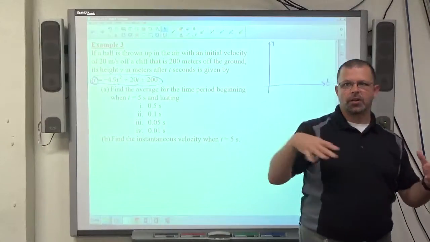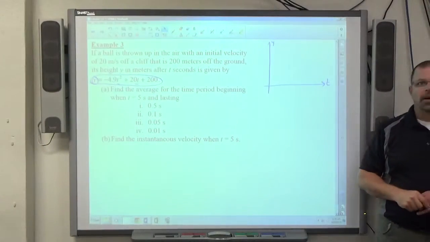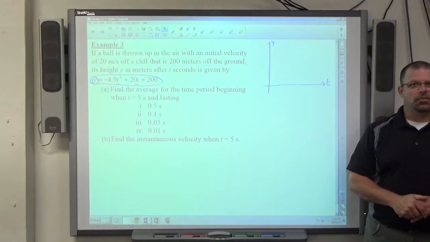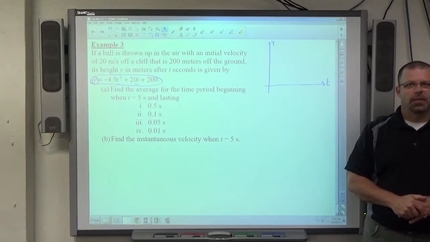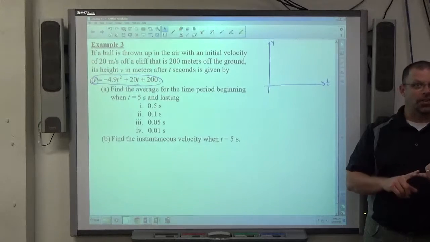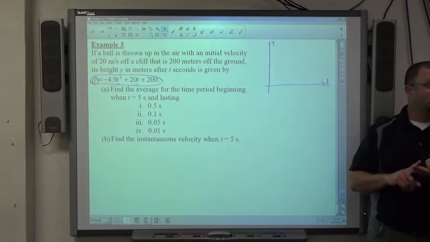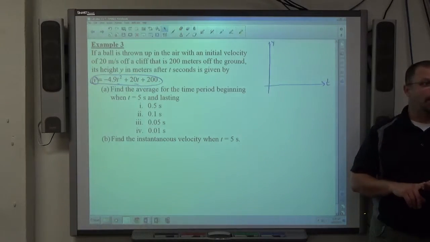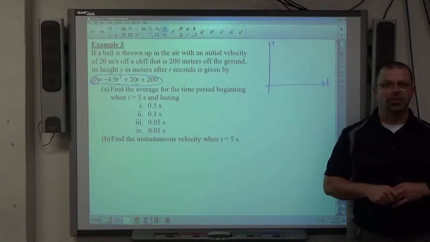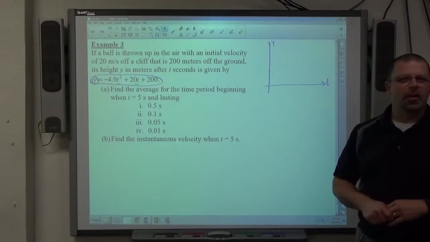So we're going to learn how to construct equations like that in a few chapters, but they're not hard to make. You need to know how fast it's going to begin with, where you started to begin with, and what planet you're on. Different planets have different acceleration due to gravity. So we typically are on Earth.